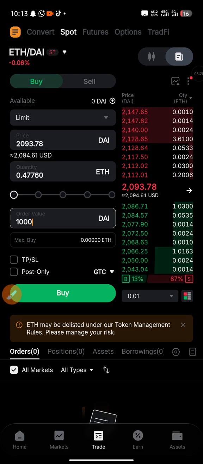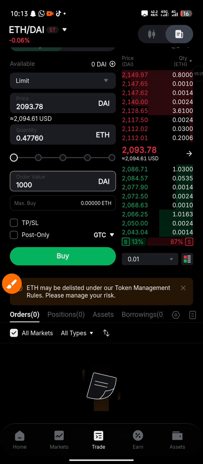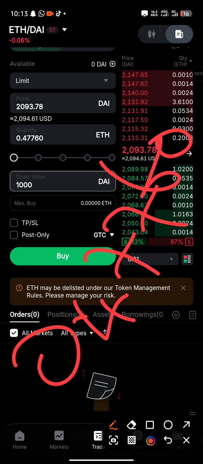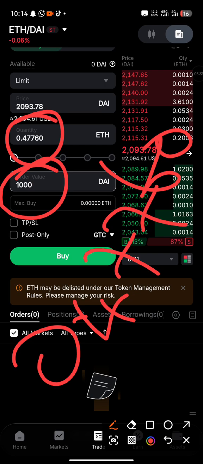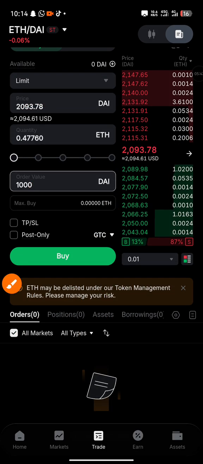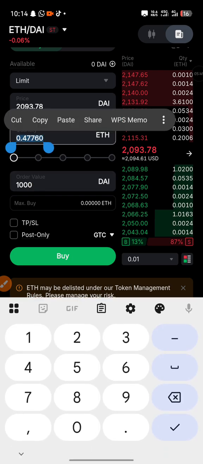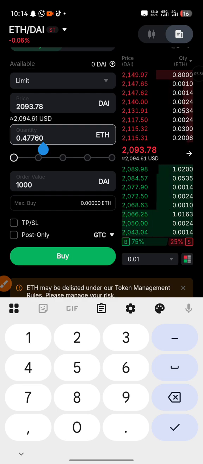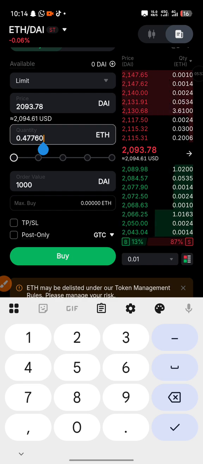Okay, so let's try this time and see if it's working for us. So 1000 DAI, what is it giving me? It's giving me 0.47760. That's what we'll get in ETH when we use the 1000 DAI. So here we go. You're going to write this down, or copy it: 0.47760. That is what we're going to get. So that is what we have for now.